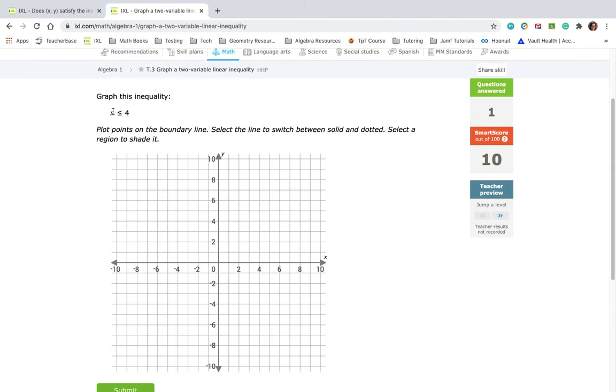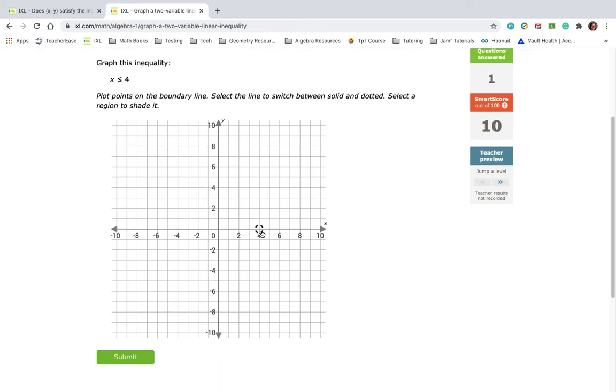Now I have another special case. I have x is less than or equal to 4. So I'm going to go to where x equals 4. I'm going to put a dot, and then x stays 4 along this vertical line, right? Because this point would be (4, 1), (4, 2), (4, 3), (4, 4), (4, 5), and so on, or (4, -1), (4, -2). So I can click anywhere on this line, and then I can see I have an x is less than or equal to.